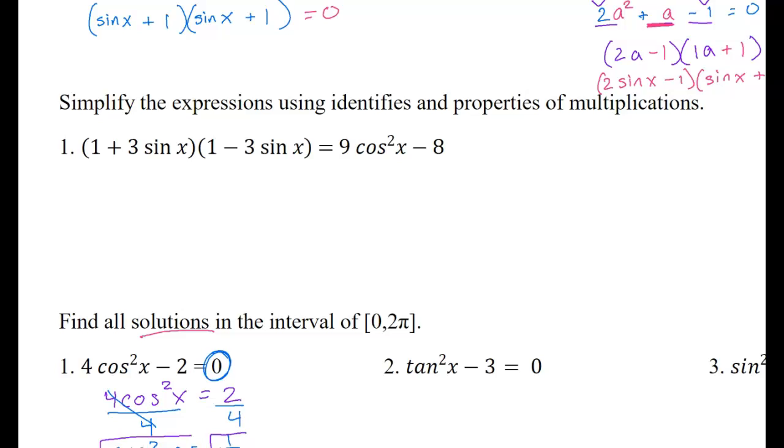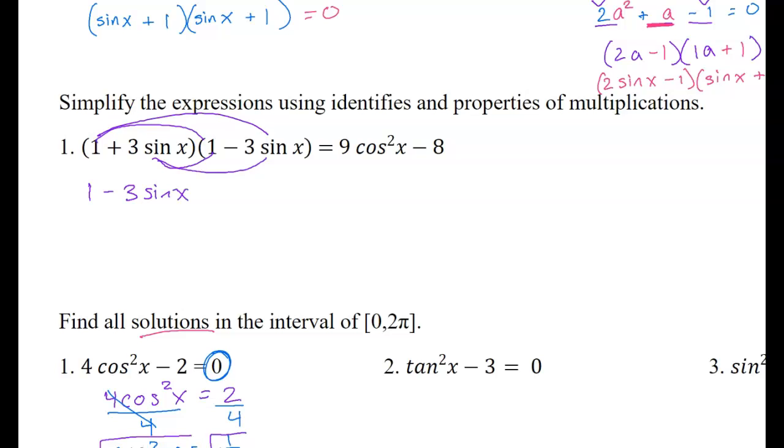The first thing you have to do is notice that on the right hand side, you have two terms. And on the left hand side, you're multiplying binomials. They're totally different formats here. So the first thing I want to do is try to get everything to just be single terms, meaning I'm going to multiply my binomials there. So here I'm actually double distributing just like I did earlier. So I have 1 times 1, which is 1. Then I have 1 times negative 3 sine x, which is negative 3 sine x.